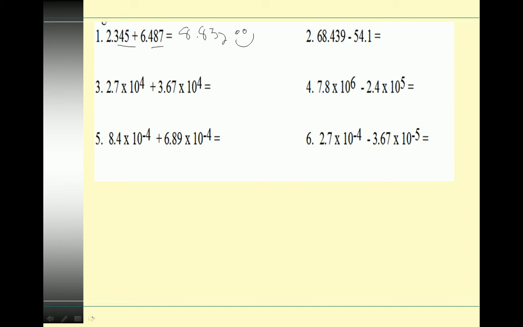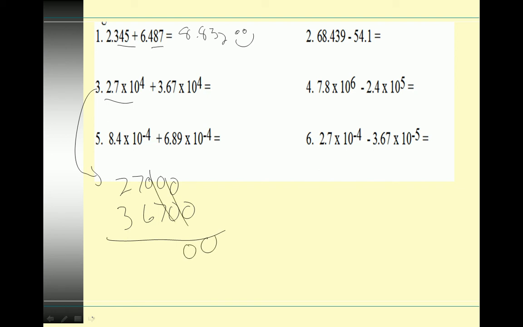I want a calculator with scientific notation on it. Okay, but I guess what I would do is expand this out. So 2700 is what that first part is, and this is 36700. All right. So I'm going to add these together. This would be 0. Sorry to do this so badly. 0, 7. This is 13, which would make this 6. So this would be 63,700.